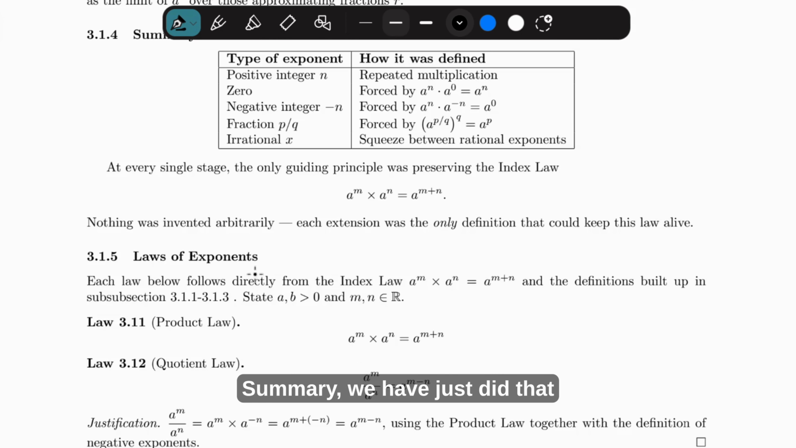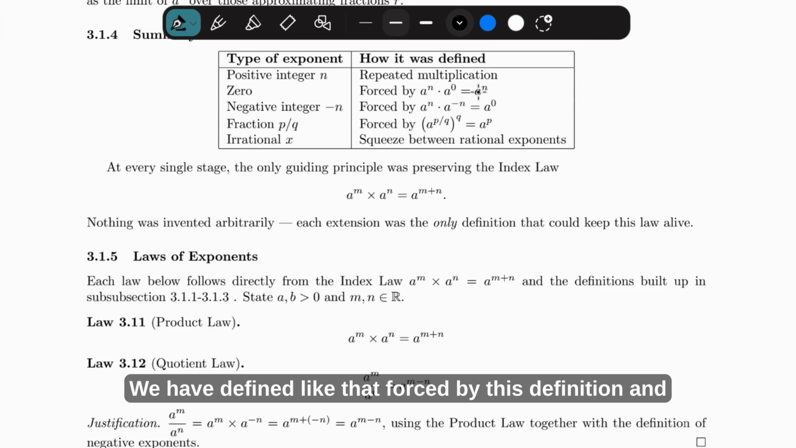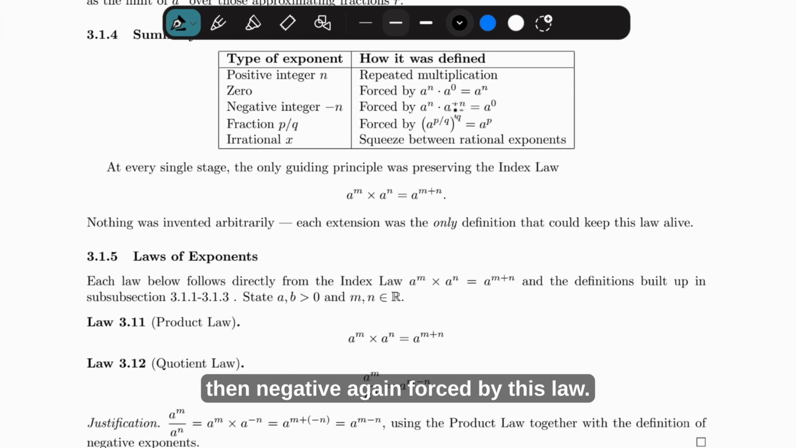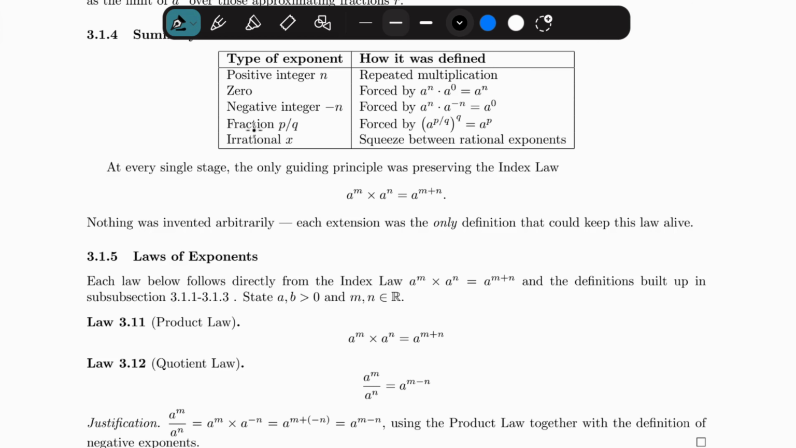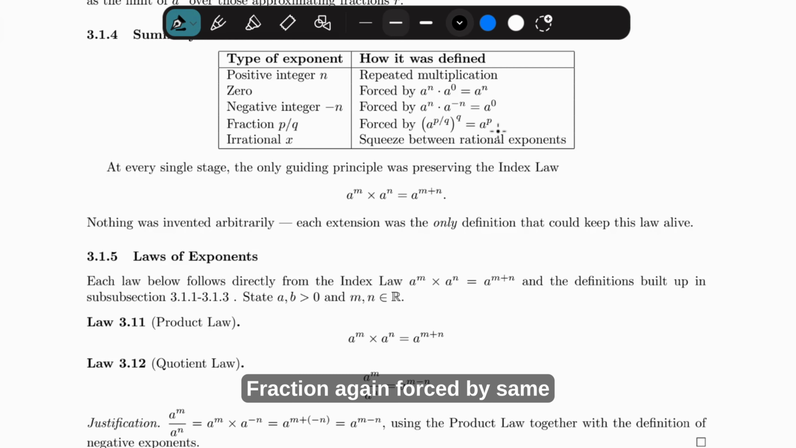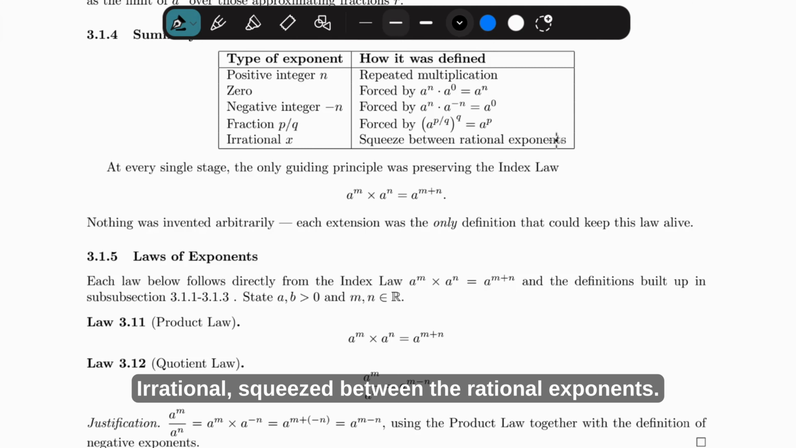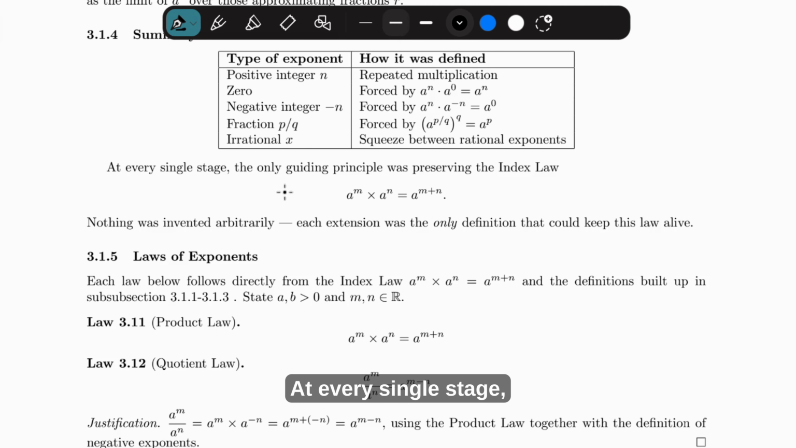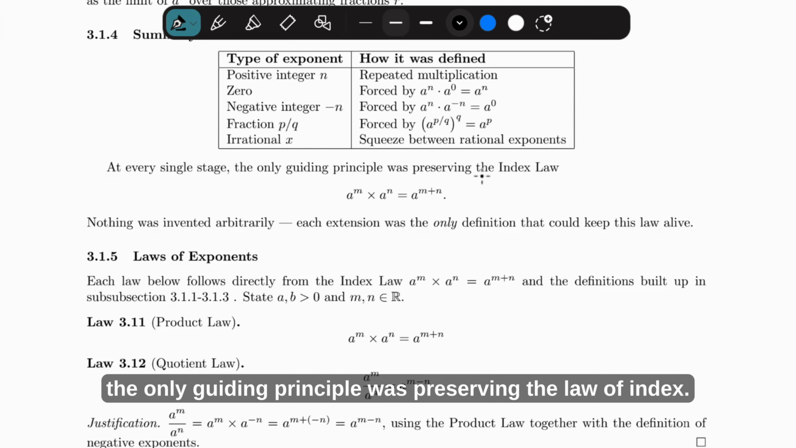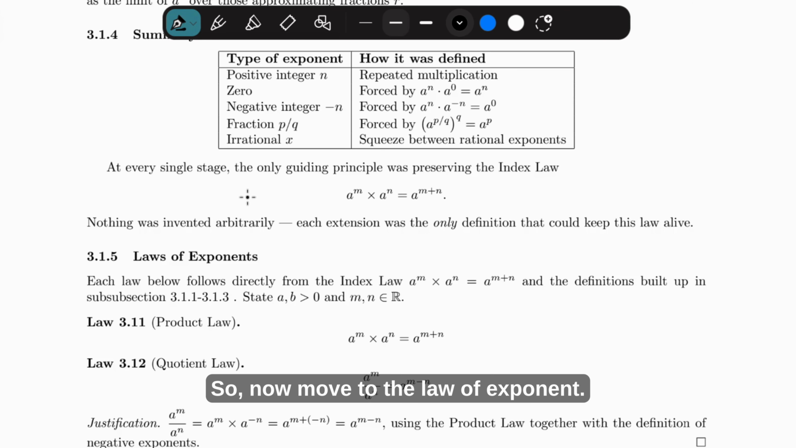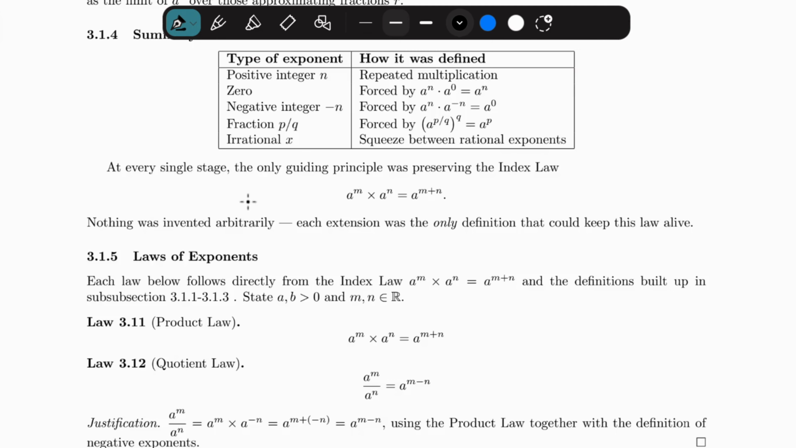Summary: we did that for positive integers by repeated multiplication. Zero we defined like that, forced by this definition, and then negative exponents again forced by this law. Fractions again forced by the same law of indices. Irrationals squeeze between rational exponents. At every single stage, the only guiding principle was preserving the law of indices. So now let's move to the laws of exponents.